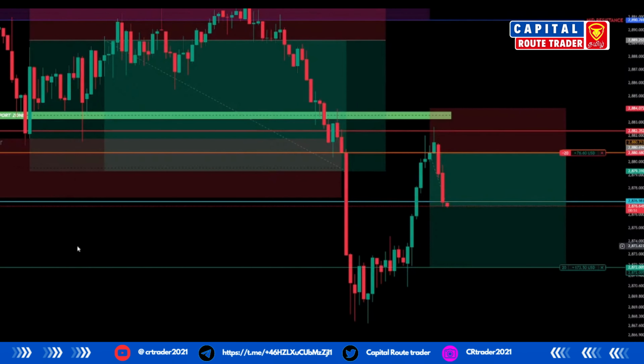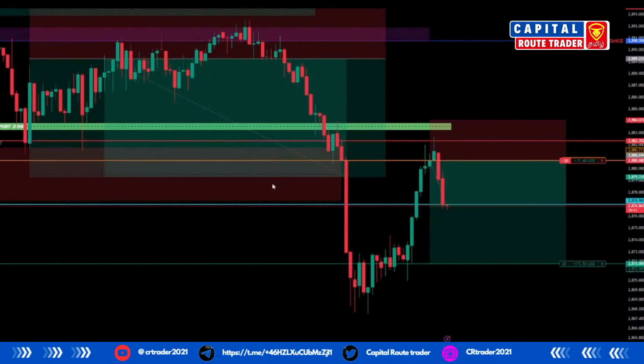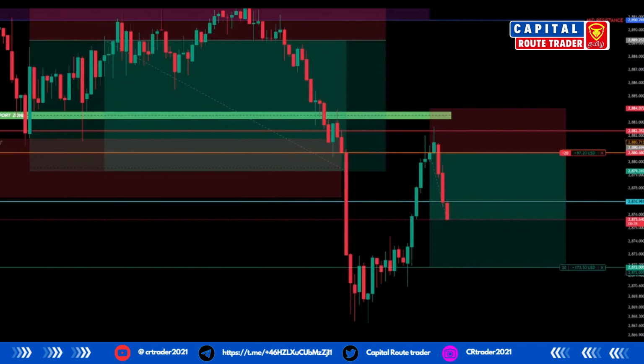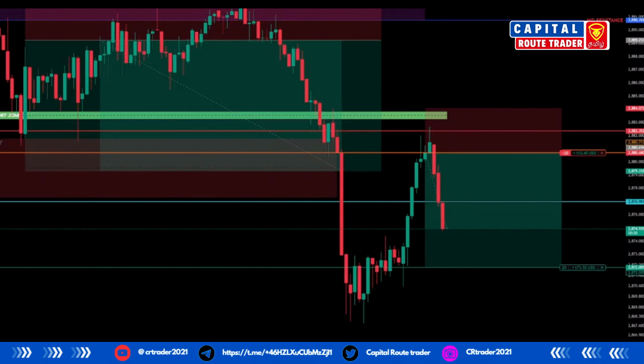Entry strategy. I identified the 2,885 to 2,890 region as a critical resistance area based on FVG and order block confluence. Confirmation of bearish momentum came from a strong rejection candle at the resistance zone. A short entry was executed in alignment with institutional order flow.